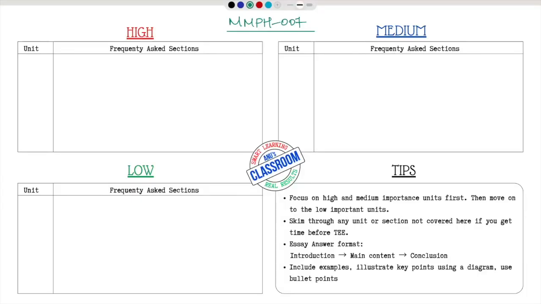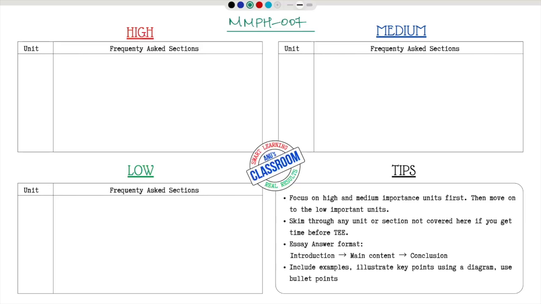MMPH 7 Compensation and Rewards Management covers compensation strategy, job evaluation, wage determination, incentive plans, benefits, as well as legal aspects of compensation and rewards management. This course is part of the third semester. It is relevant for students pursuing the human resource management specialization.